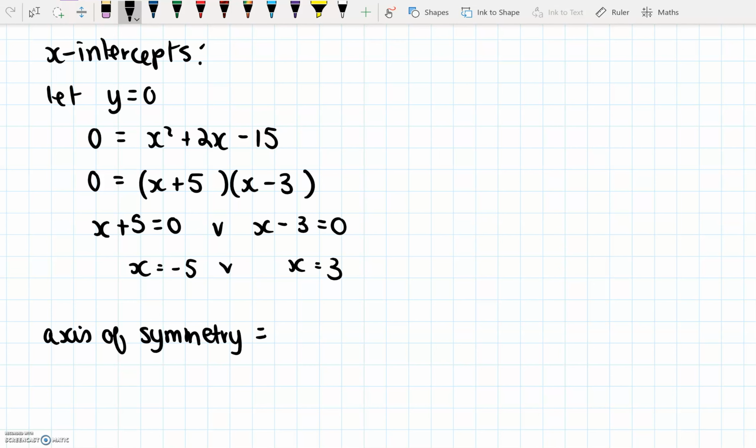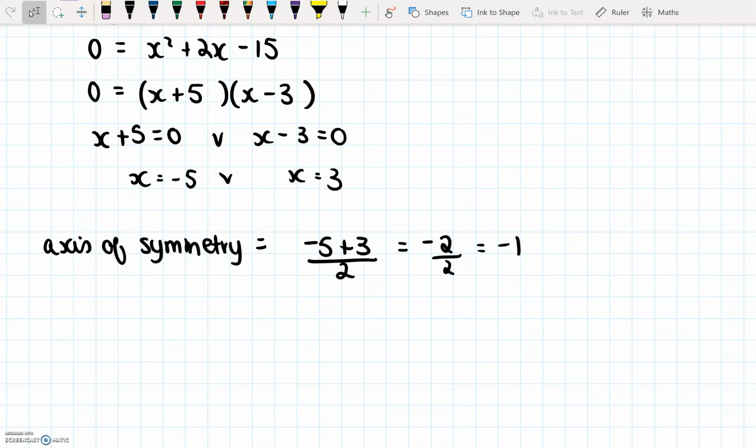So the axis of symmetry is at (-5 + 3) divided by 2. What's -5 + 3? Well, that's -2 over 2, which equals -1. So we know that our axis of symmetry is at -1.